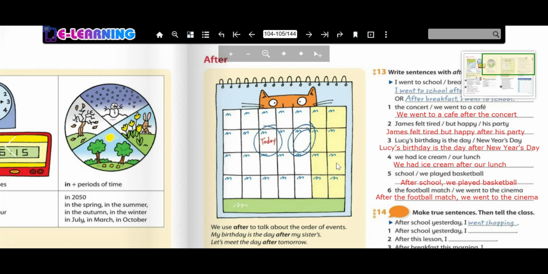All right. So exercise 14, make true sentences, then tell the class. This is for the homework.